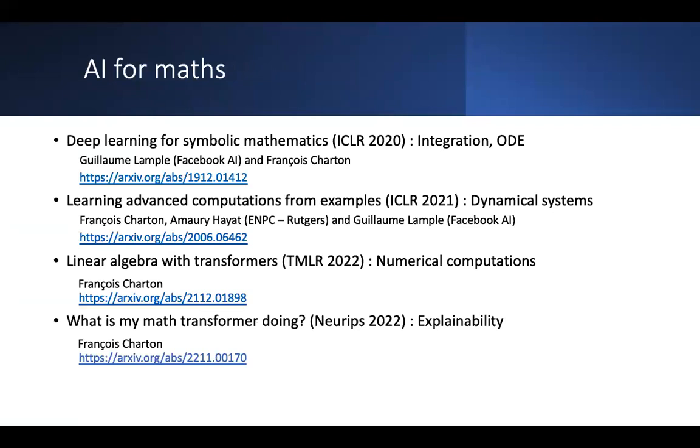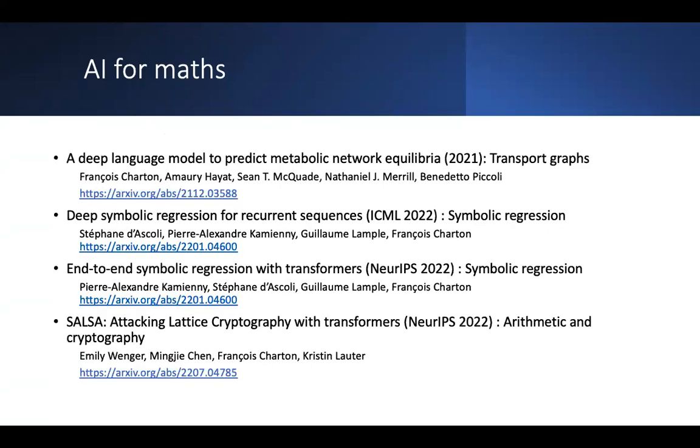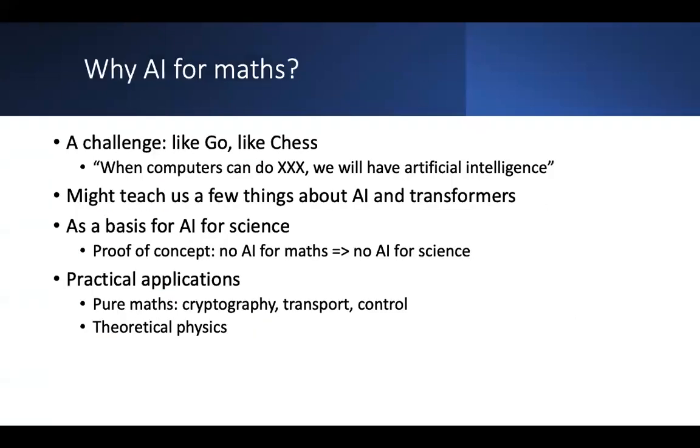With Amaury Hayat, we showed that you could find properties of dynamical systems, like Kalman control things. I did linear algebra with that, computing eigenvalues. We used it to do transport graphs in computational biology. We used it for symbolic regression, and more recently, I used it to do cryptanalysis of post-quantum cryptography. And you can do all that just as translation tasks.